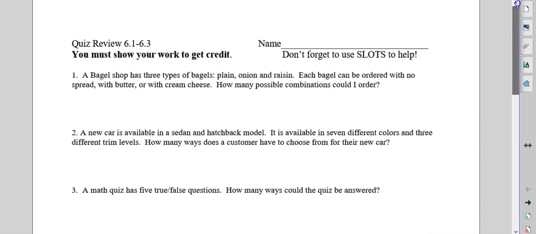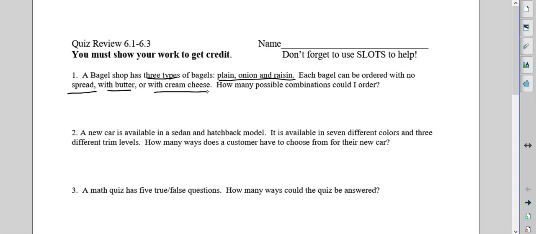All right, so the 6-1 to 6-3 review. So you have a bagel shop, number one, that has 3 types of bagels: plain, onion, raisin, doesn't really matter. Each bagel can be ordered with no spread, 1 topping, butter, 2nd topping, or cream cheese, a 3rd topping. Okay, how many different combinations could you order?